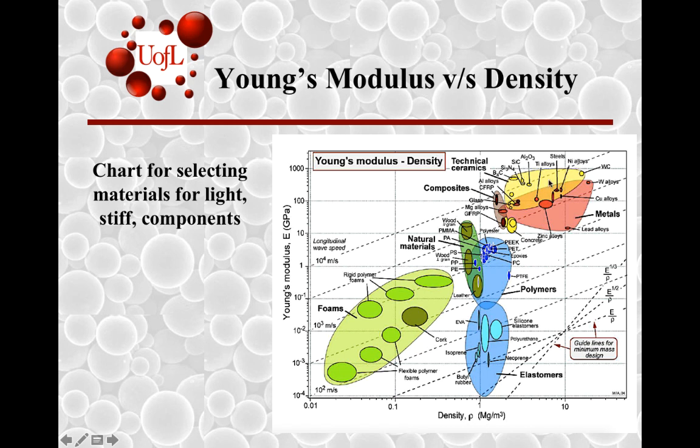The other thing to consider is this combination. Materials tend to group or cluster around each other, as material classes, right? So metals technically tend to be heavier and tend to have a higher modulus. Foams tend to be lighter and have a low modulus. Polymers fall somewhere in between.